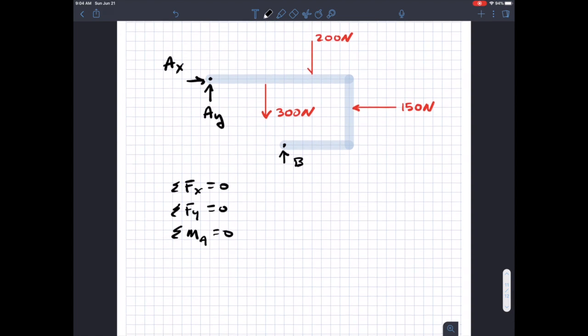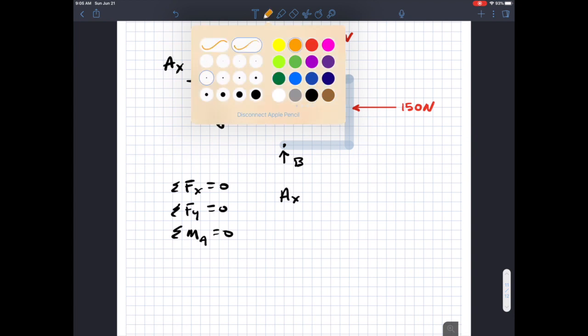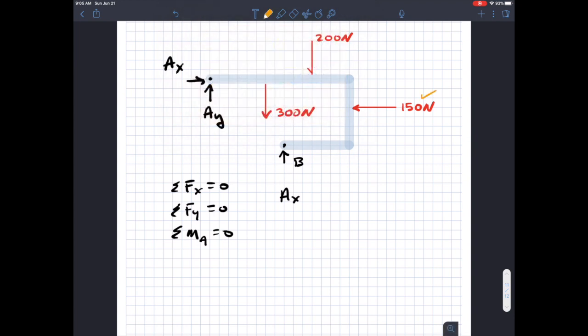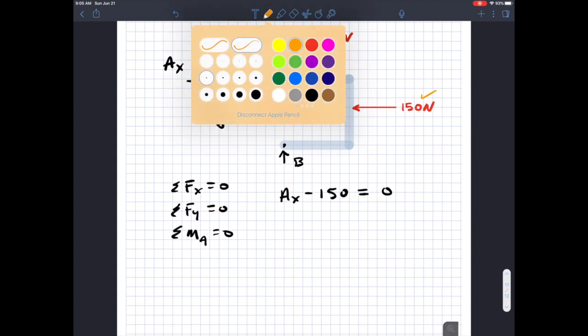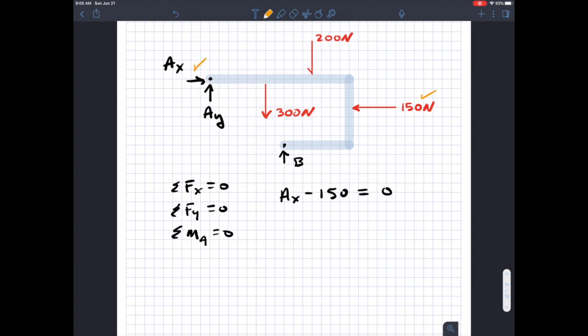Sum of forces in the X direction. So far, everything we've done hasn't had an X component, okay? But this time, we see that AX is moving to the right, so that gets a positive term in the summation. And looking over here, we do have another X direction force, moving back to the left, so minus 150 is equal to 0. We took care of both of the X direction forces, these two forces.